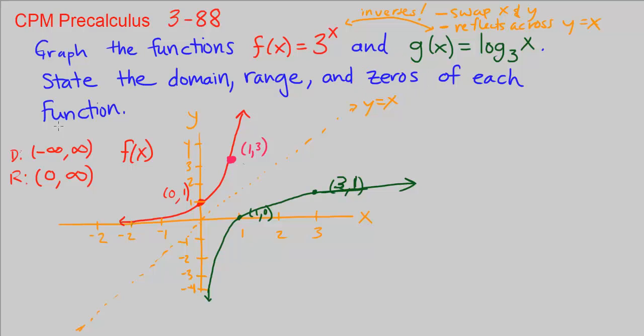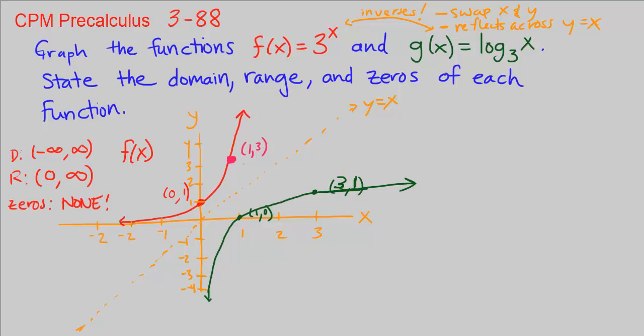Okay, and zeros are where does f of x cross the x-axis? Okay, so remember, zeros are where our graph crosses the x-axis, right? And do you see any place that our graph intercepts with the x-axis? No, so none.